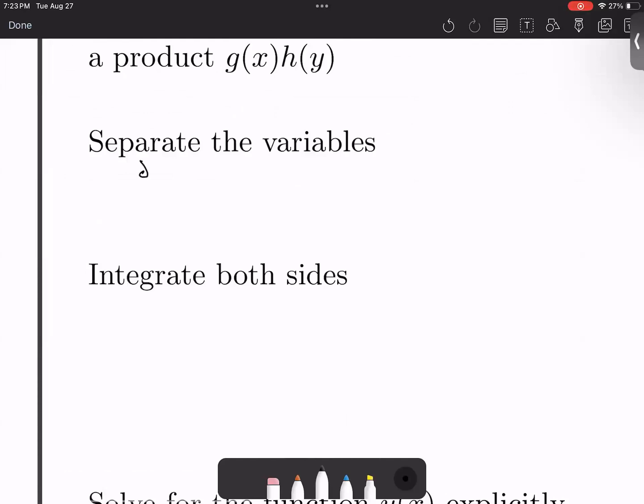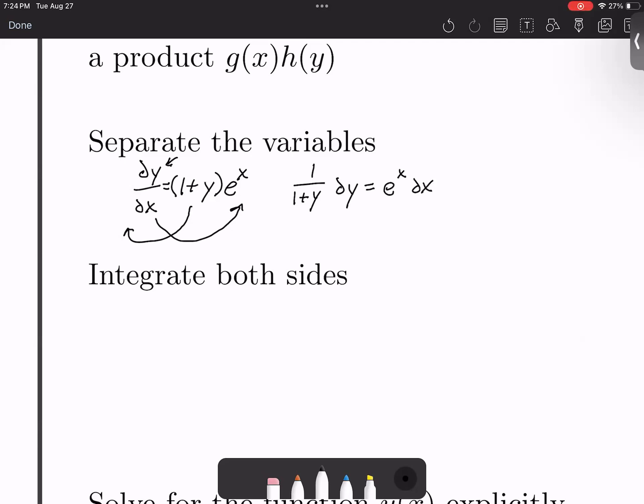I will copy down the original. And our first move is going to be to divide. Oops, I forgot my equal sign. We will divide this 1 plus y over to the other side. So I have that dy over there with a 1 over 1 plus y. And I will move this dx over there to the e to the x. So I've separated my variables, and now I can integrate both sides.